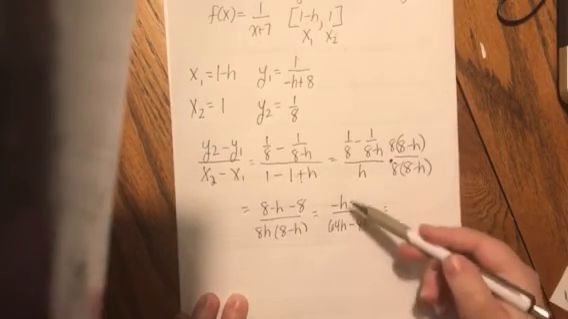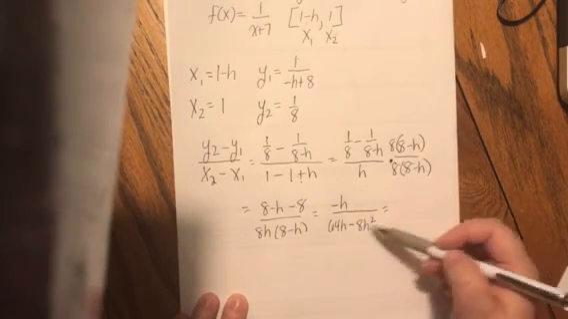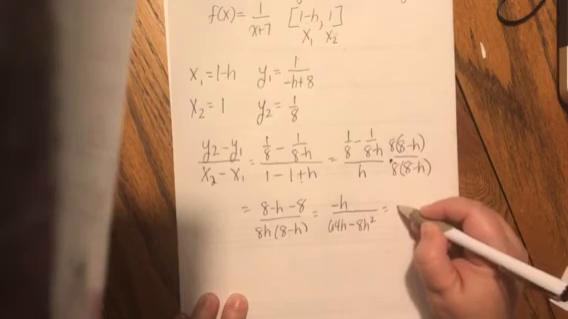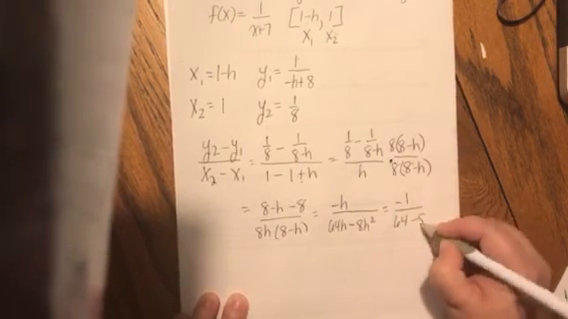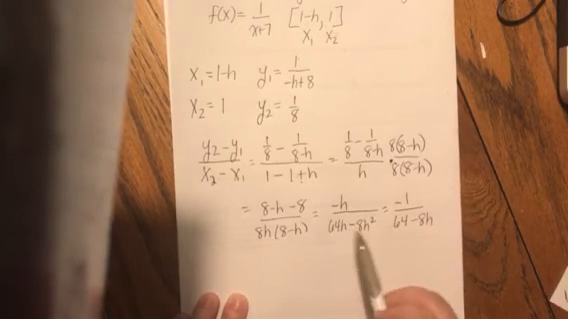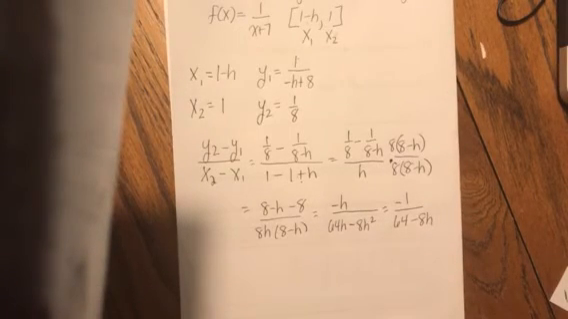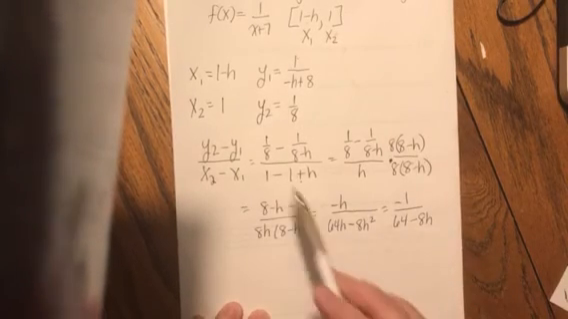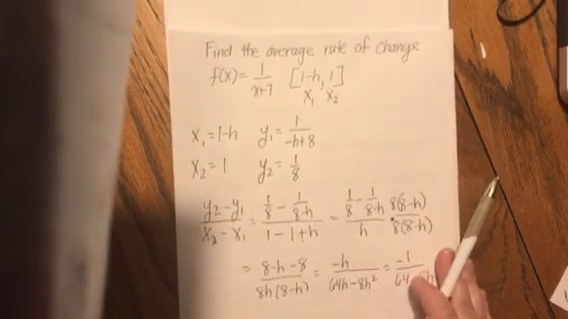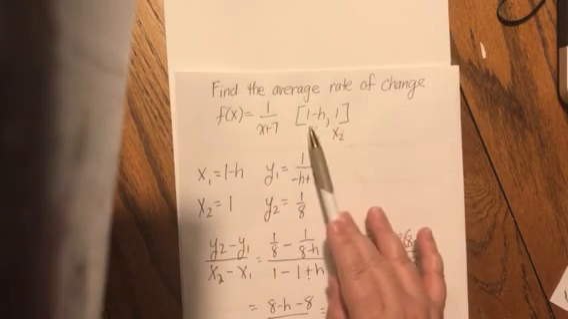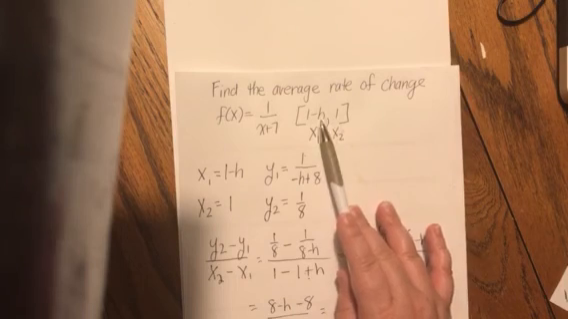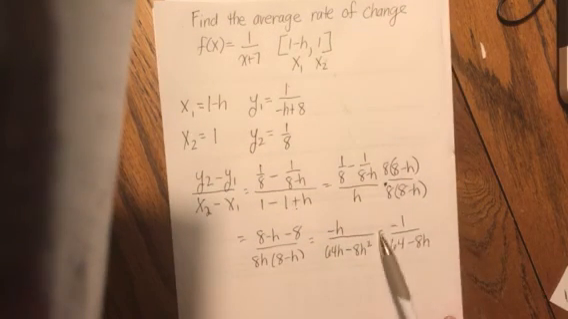Then my last step is I can factor out an h everywhere and finish simplifying. So I'm left with minus 1 over 64 minus 8h, because I cross out an h everywhere, I factored it out and divided it. So my average rate of change for the function 1 over x plus 7 on the interval from 1 minus h to 1 is negative 1 over 64 minus 8h.